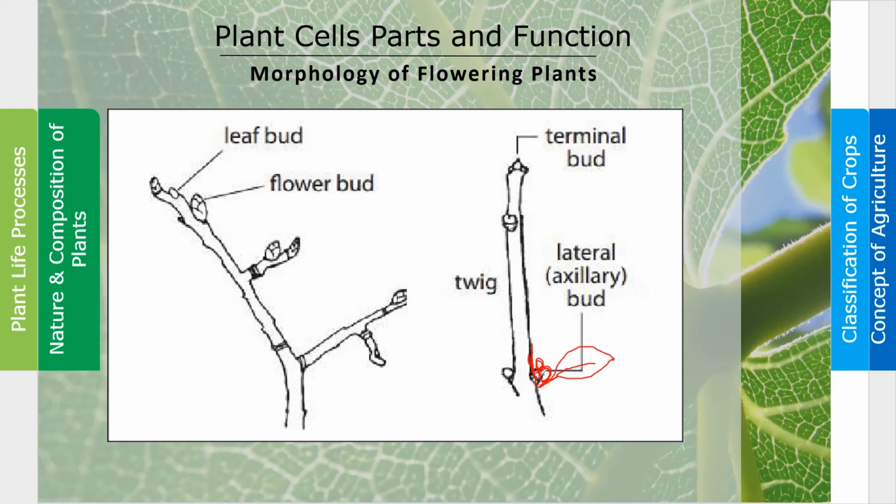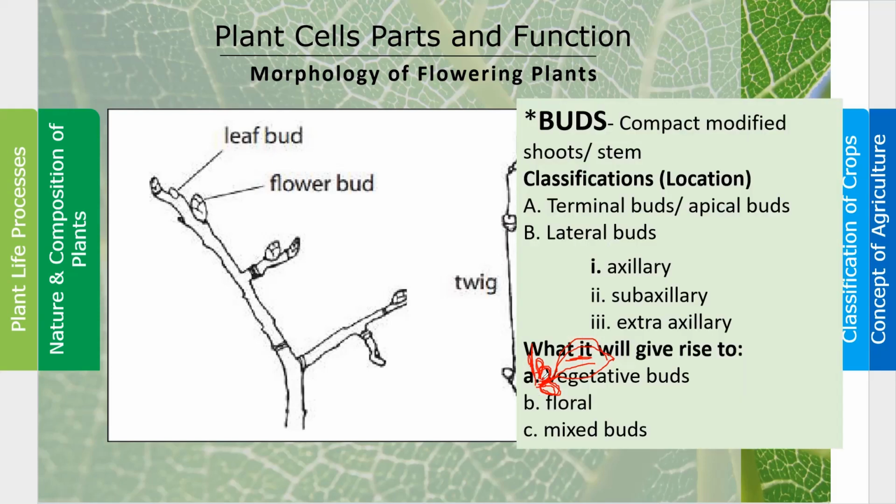And the extra axillary bud, so if this is the leaf, okay, and this is the upper portion ng leaf, the extra axillary bud can be found below this one. So, opposite nung axillary bud. So, sa baba siya. Okay? Also between the leaf and the stem, pero sa baba siya manggagaling. Okay? So, that's the extra axillary buds.